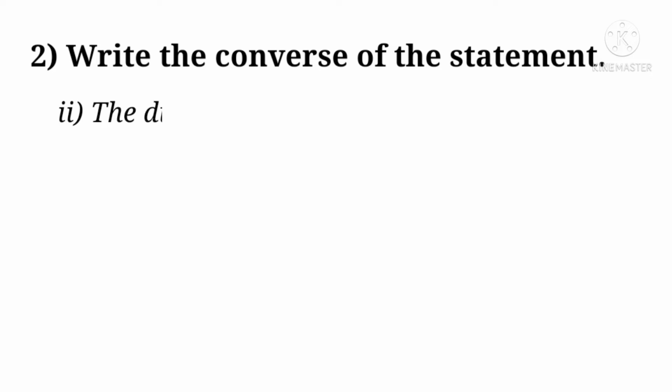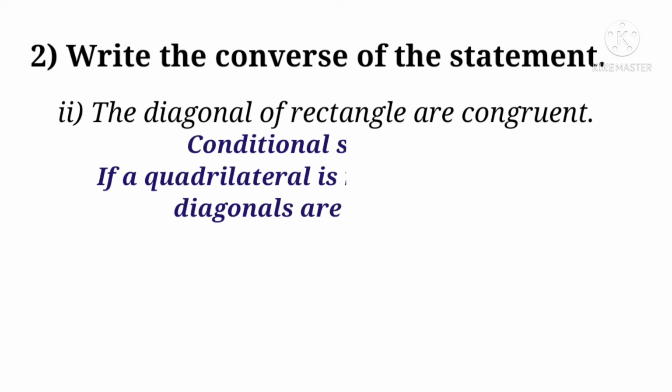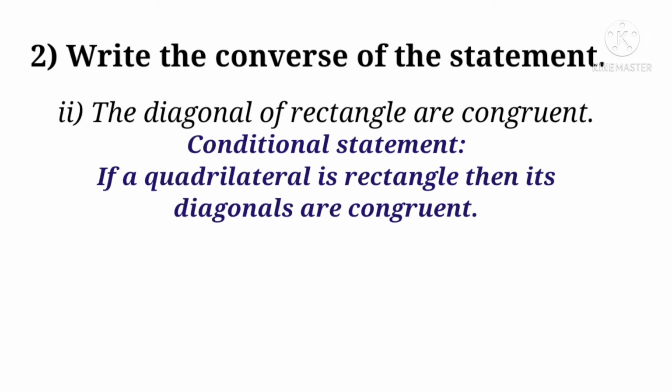The statement is: the diagonals of a rectangle are congruent. To write the converse of this statement, first write this statement as a conditional statement. Then you can easily write the converse of this statement. The conditional statement is: if a quadrilateral is a rectangle, then its diagonals are congruent.